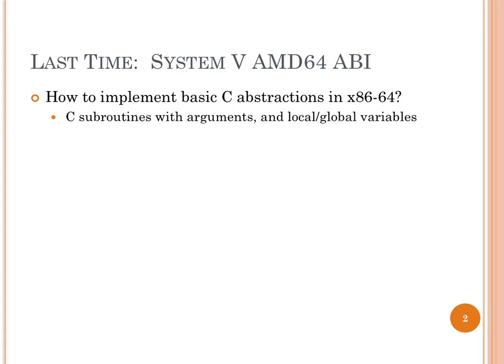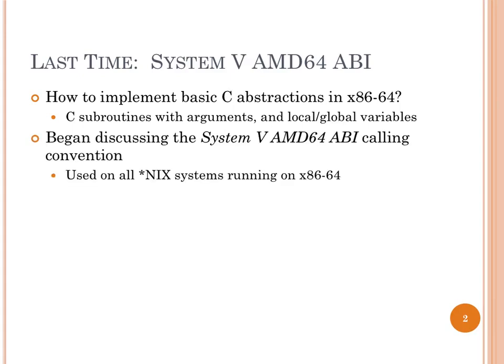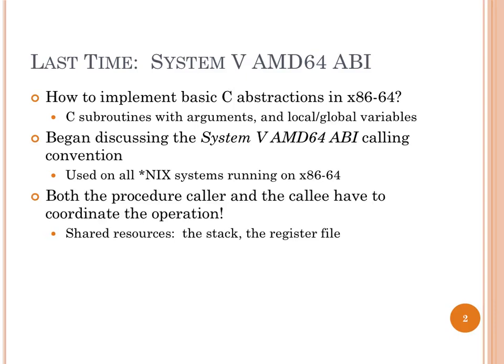Okay, so we're going to start looking today at the question of how do we implement some of the other C abstractions in x86-64. We did start talking about subroutines, including how to pass integer and pointer arguments, those kinds of things, local and global variables. And so this was the calling convention that we were talking about. Now the caller and the callee both have to be involved because we have two shared resources. We have the stack and we have the register file.